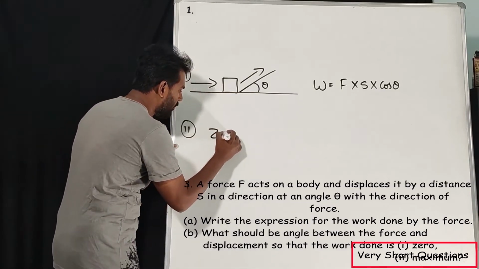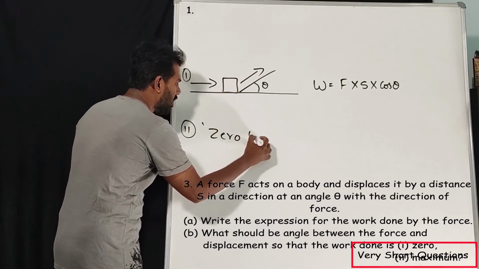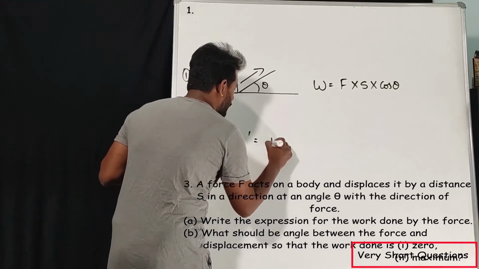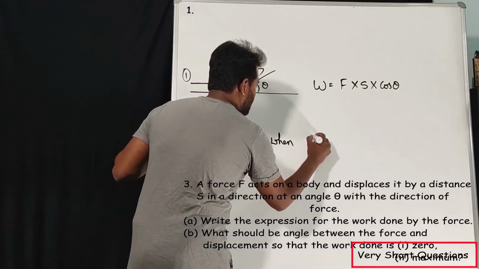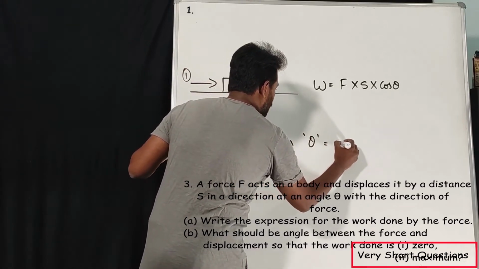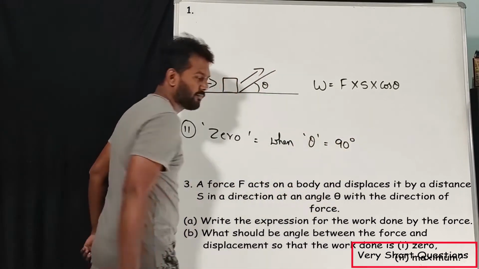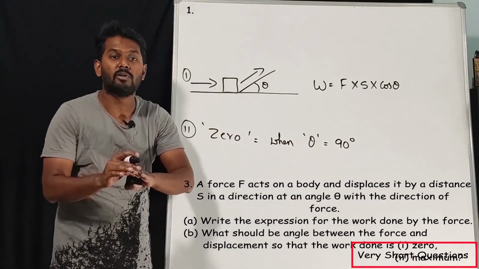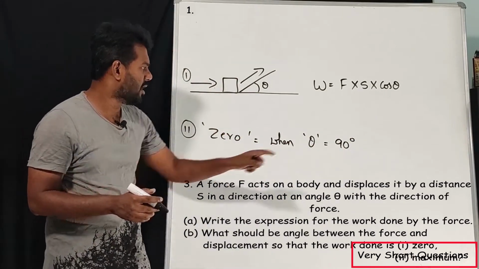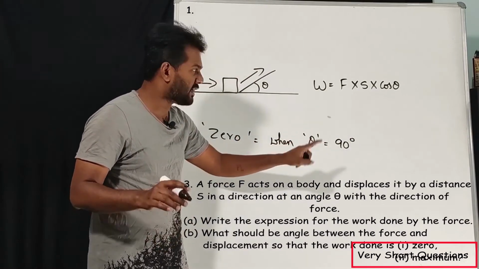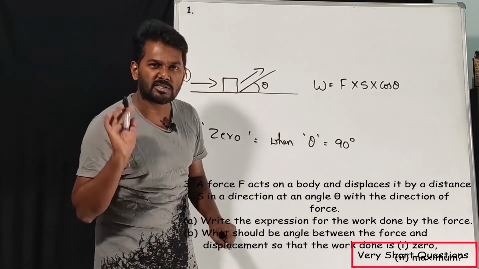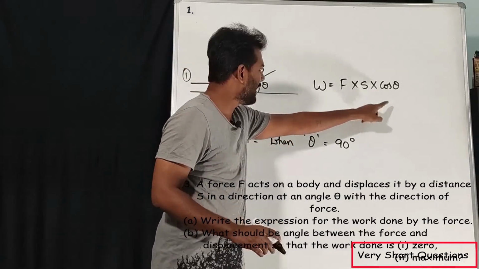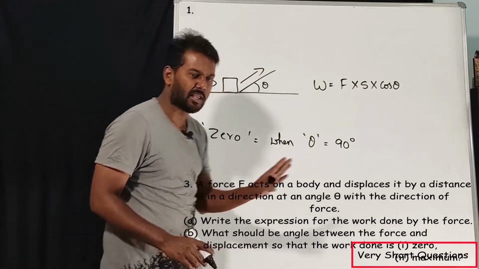See, for 0, when we can call work done as 0, that is nothing but when theta is equal to 90 degree. When theta is equal to 90 degree, work done will be 0. How is that possible? Theta is equal to 90, that is nothing but cos 90. What is cos 90? Cos 90 is 0. Anything multiplied by 0 will be 0. So work done will be 0.